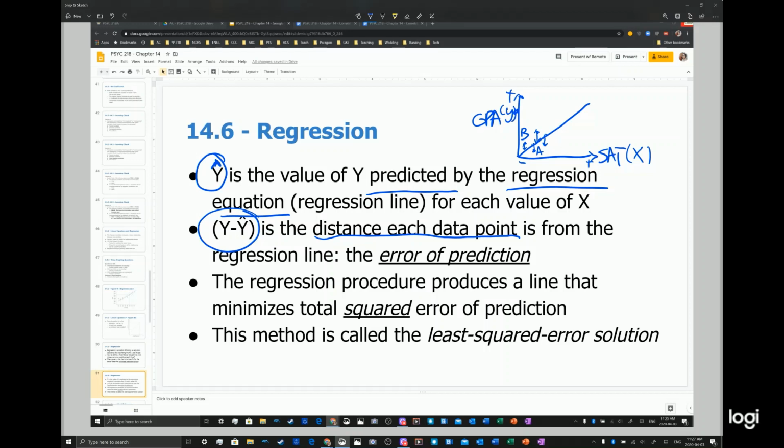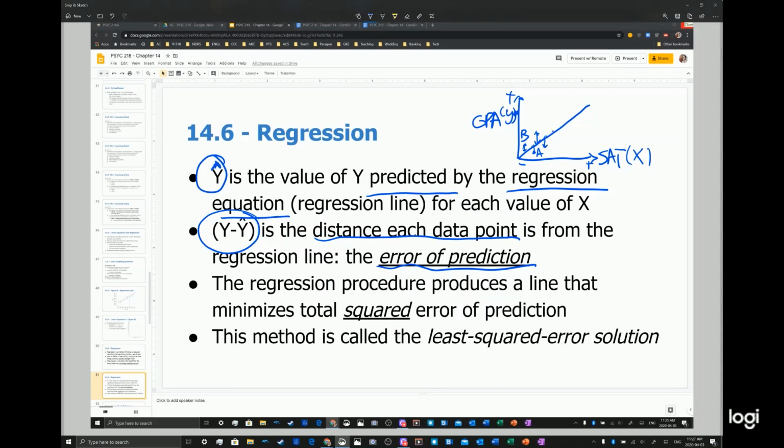And this distance here has a unique term called the error of prediction. There's going to be one for each point. So let's say if there were 5 people, then there are going to be 5 of these distances that you would measure. If there are 10 scores on the scatter plot, you would have 10 of these that you would measure. And these are errors of prediction.